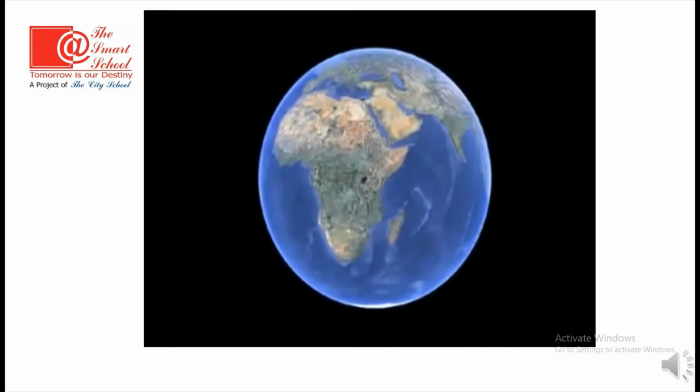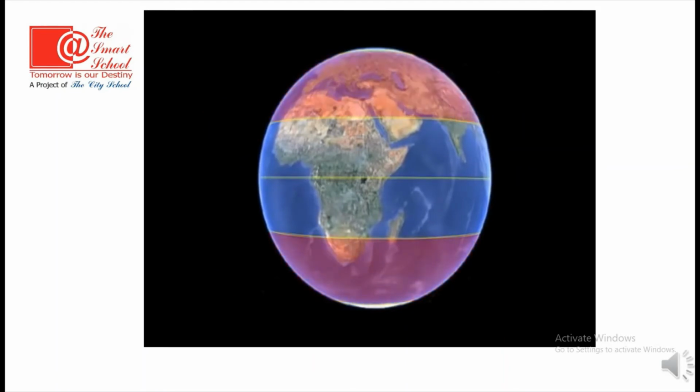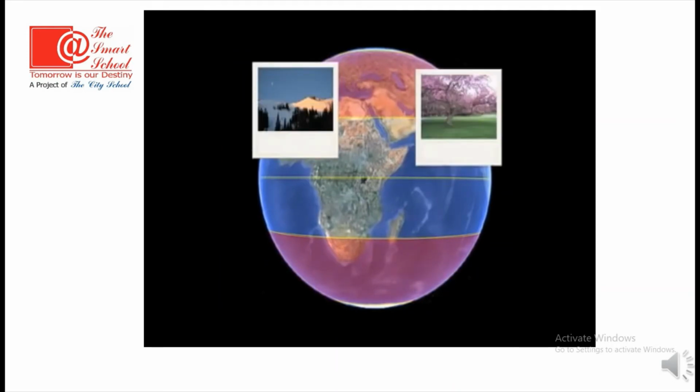The Arctic Circle lies at 66.5 degrees north, and the Antarctic Circle lies at 66.5 degrees south. The area of the Earth between these parallels and the tropics is characterized by 4 distinct seasons.